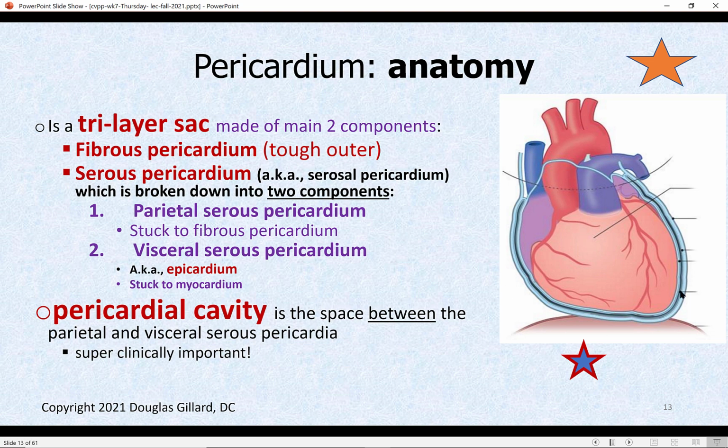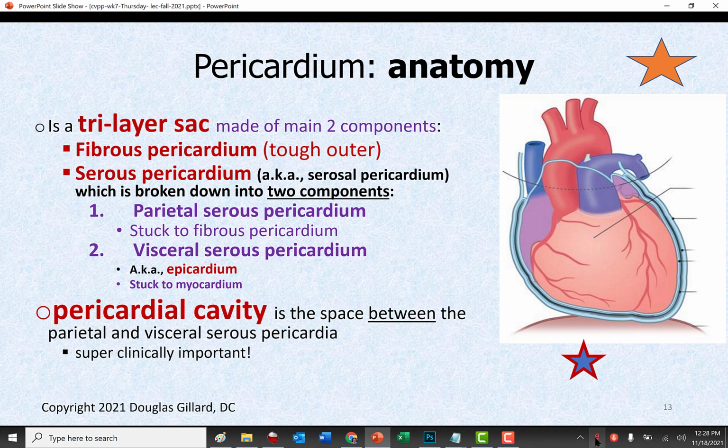This pericardial sac has 3 layers. The very outside is called the fibrous pericardium. It's very tough. It's unforgiving. Can't stretch it. You could stretch it, but as long as you push on it slowly, it'll stretch. But if you try to push on it quickly, like in lab, you probably pulled on it. It doesn't move very much. And then we have a doubled layer serous pericardium. There's a parietal layer that's stuck to the fibrous pericardium.